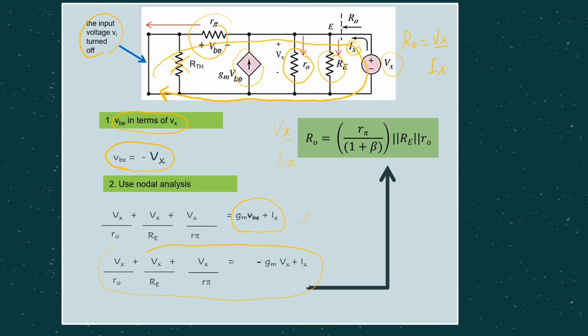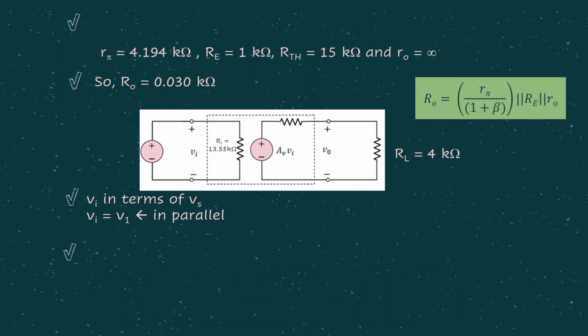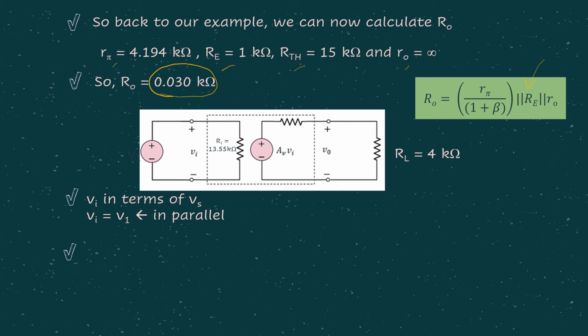For this, you may go through the derivation of it, or straight away you can memorize, or you should take note that R0 is given by this formula. So coming back to our example now, we can calculate for R0, because we know the formula already, where R pi, Re, RTH and small R0 are given. So substitute everything in the formula. You are supposed to get R0 as 0.03 kilo ohm.